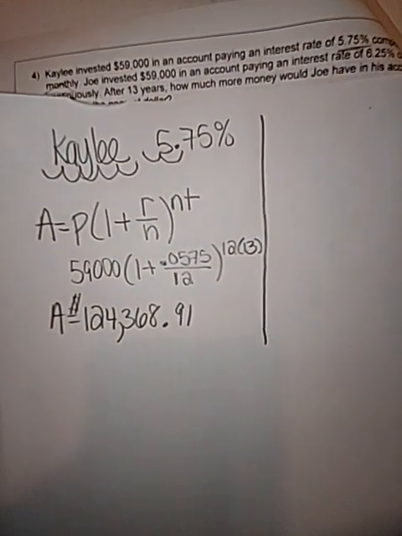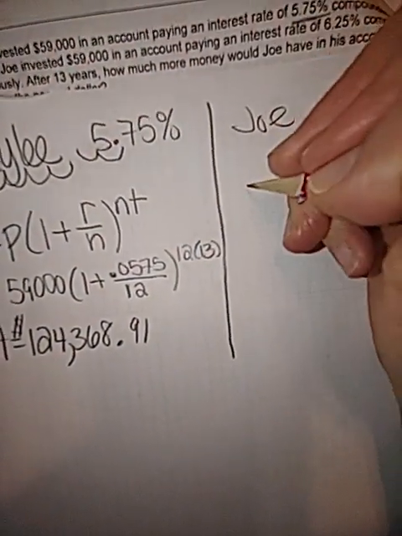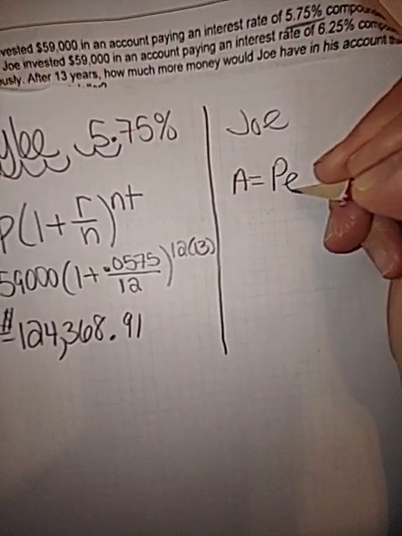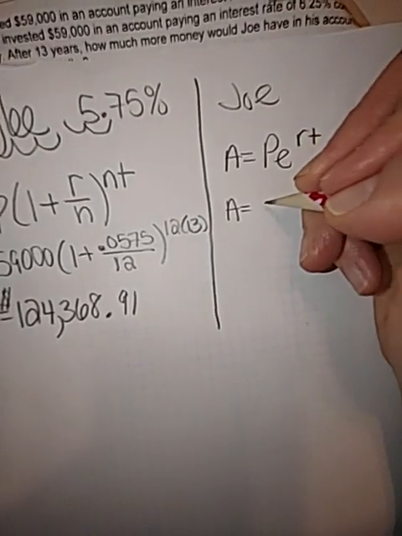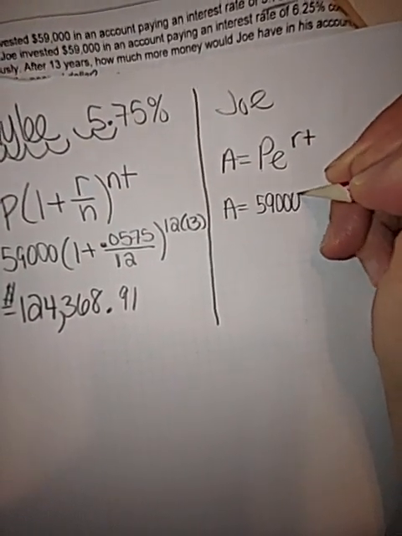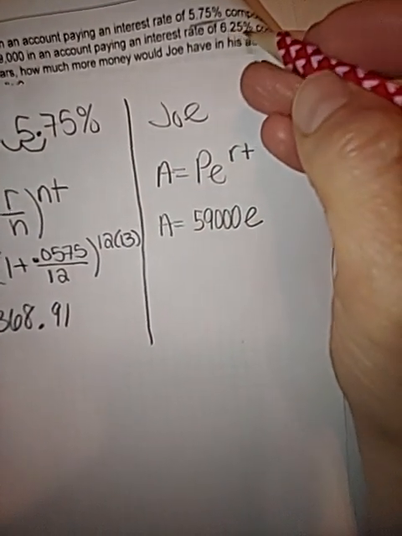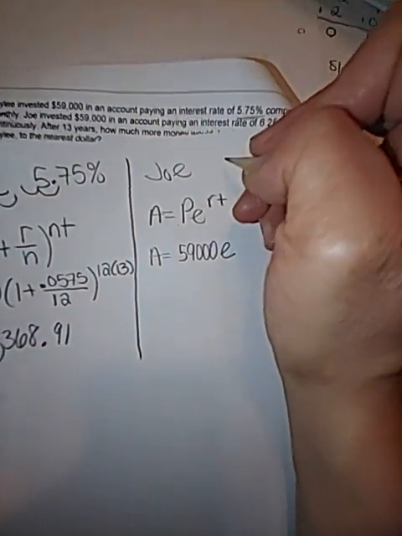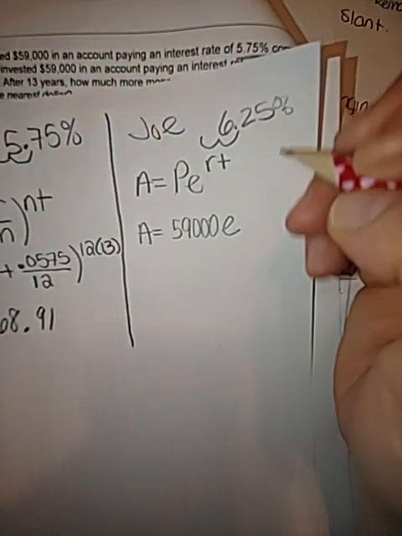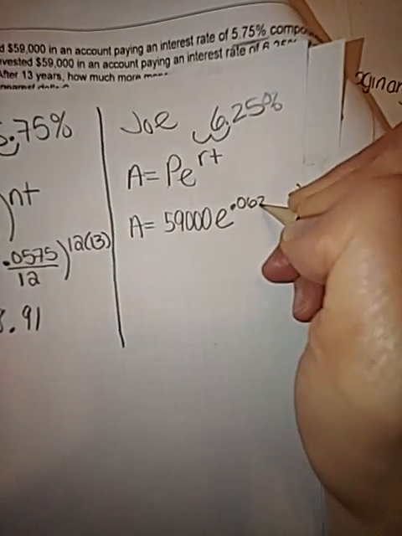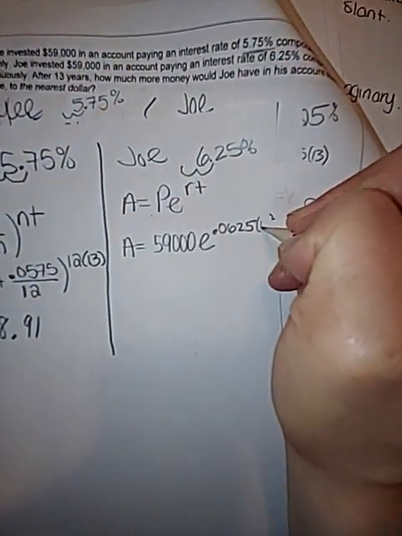Okay, Joe picks an account that compounds continuously. So Joe is using the PERT formula. He's starting with the same amount, which is 59,000. The e is a number, so that stays in there. His rate is 6.25%. So I have to take 6.25% and change it into a decimal. And he's leaving his money in the account for 13 years.